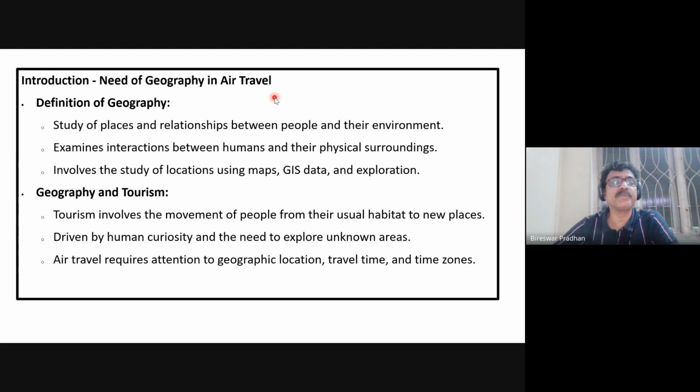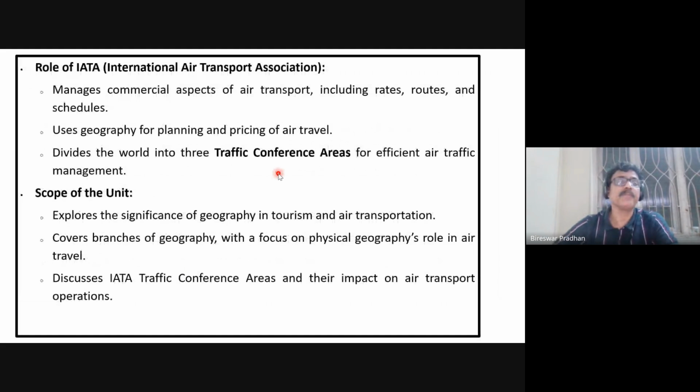The need of geography in air travel. Geography studies the relationship between people and their environment. Now the role of IATA in air transport: the International Air Transport Association manages the commercial aspects of air transport, including rates, routes, and schedules. It uses geography for planning and pricing of travel, and divides the world into three components.